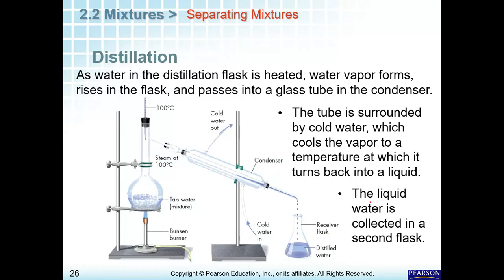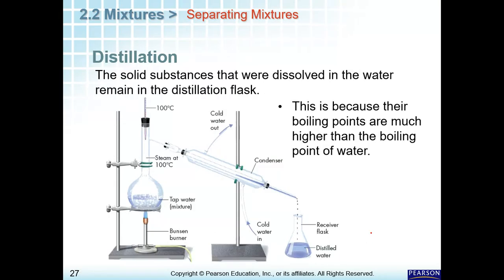So again, the liquid water is collected in the second flask. Everything else is going to be left behind. So again, water is going to end up over here and everything else will be left behind, and that's because of the difference in boiling points. Again, those components' boiling points are much higher than the boiling point of water.